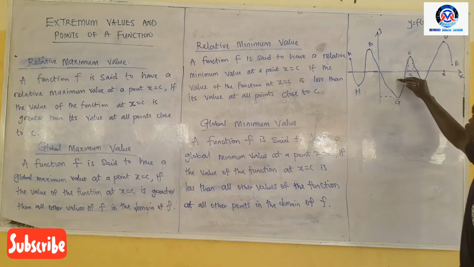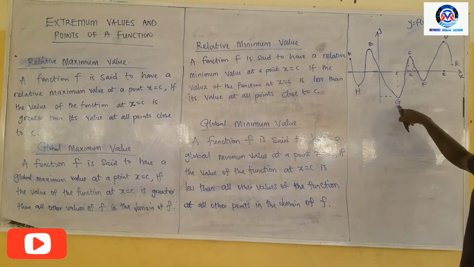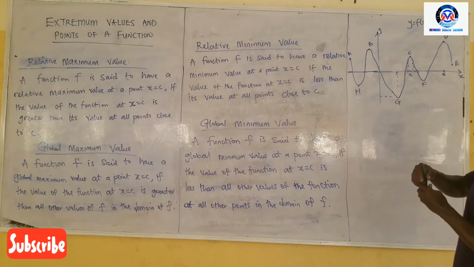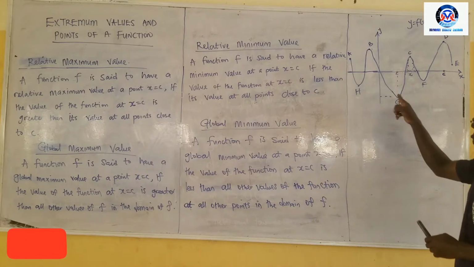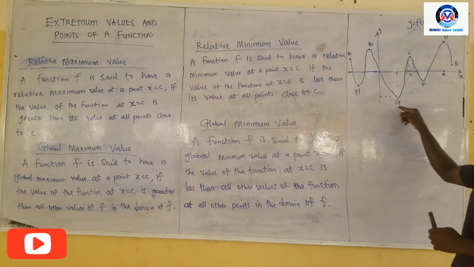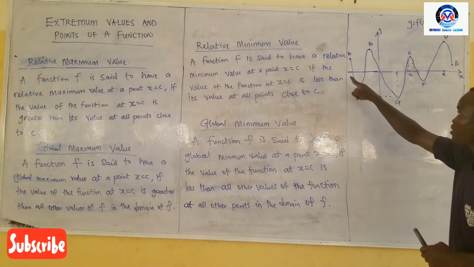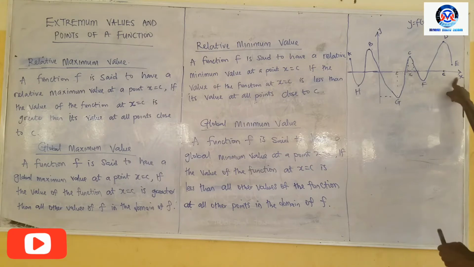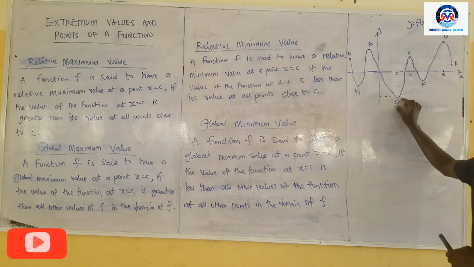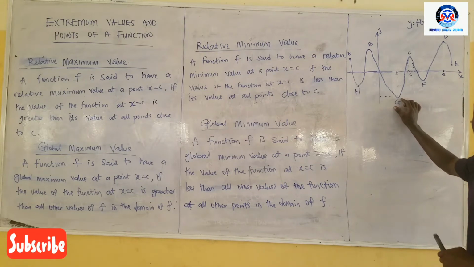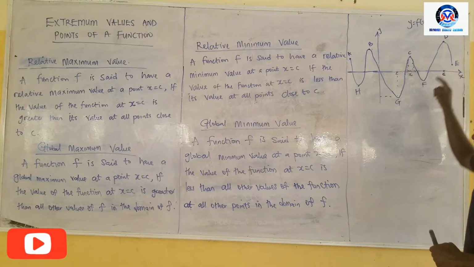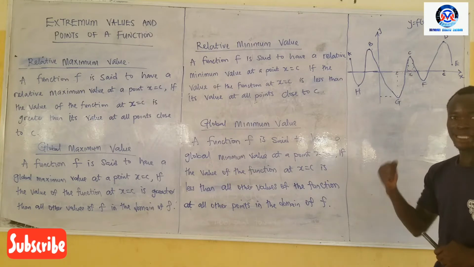If you consider this point to be the point C, the evaluation of the function at the point C gave us G, and G is the lowest value. Every other evaluation of the function at every other point in the domain of x is not as low as G. So G is called the global minimum value, while H, F, and E are called the relative minimum values.